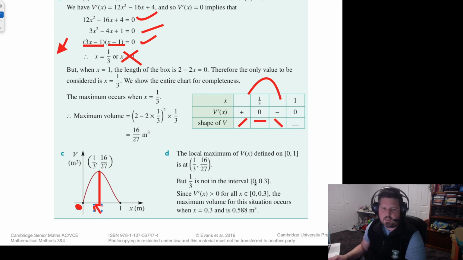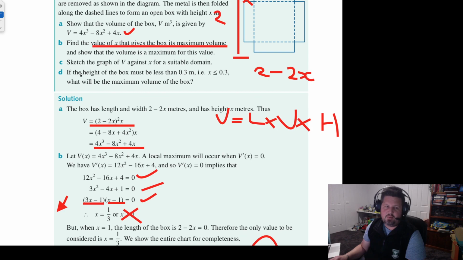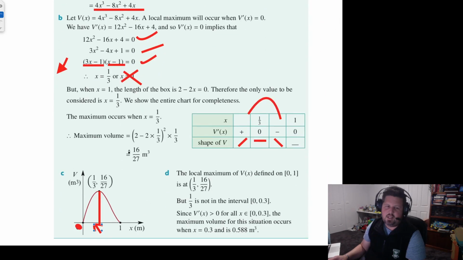In this particular case, because we're just finding out what's happening at 0.3, not 1/3, which is 0.333, what we need to do is substitute in x equals 0.3 into the volume formula and find out, not the maximum, but what its value is at that particular point, and it is 0.588 meters cubed. So it's going to be a little bit different. If the height of the box has to be less than 0.3, the maximum volume of the box is going to be less than if it was at 1/3.